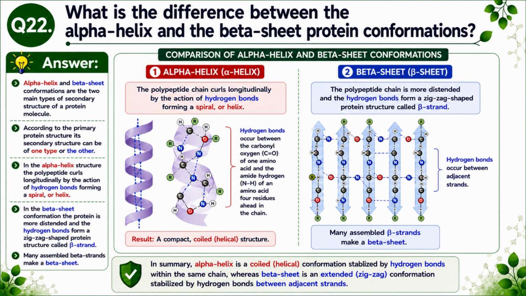Question number 22. What is the difference between the alpha-helix and the beta-sheet protein conformations? Answer. Alpha-helix and beta-sheet conformations are the two main types of secondary structure of a protein molecule. According to the primary protein structure, its secondary structure can be of one type or the other. In the alpha-helix structure, the polypeptide curls longitudinally by the action of hydrogen bonds, forming a spiral or helix. In the beta-sheet conformation, the protein is more distended and the hydrogen bonds form a zigzag-shaped protein structure called beta strand. Many assembled beta strands make a beta sheet.